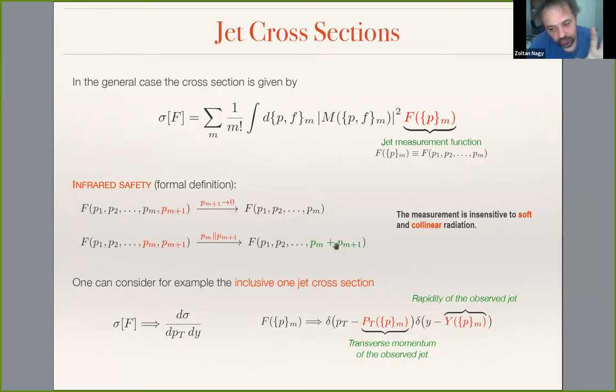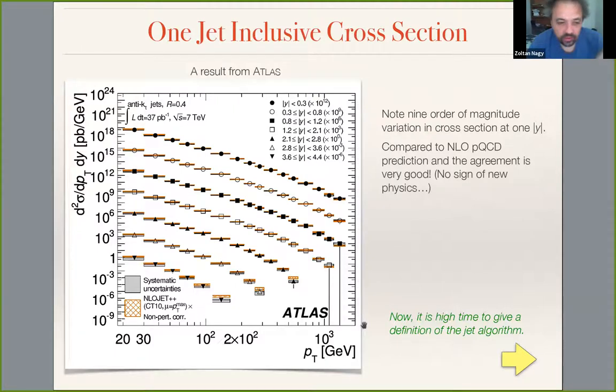Once you have such a measurement function, you can do some measurement. For example, here I consider the one-jet inclusive cross section. This is a very standard measurement at the LHC. As you can see, this is the pT distribution of the observed jet, and what is shown here is really nice agreement with theory.